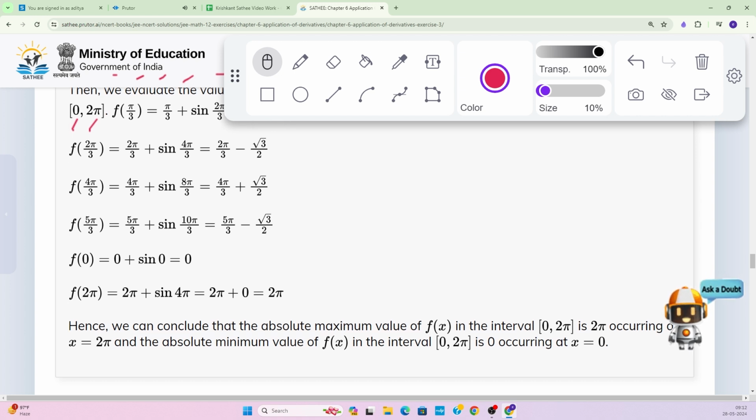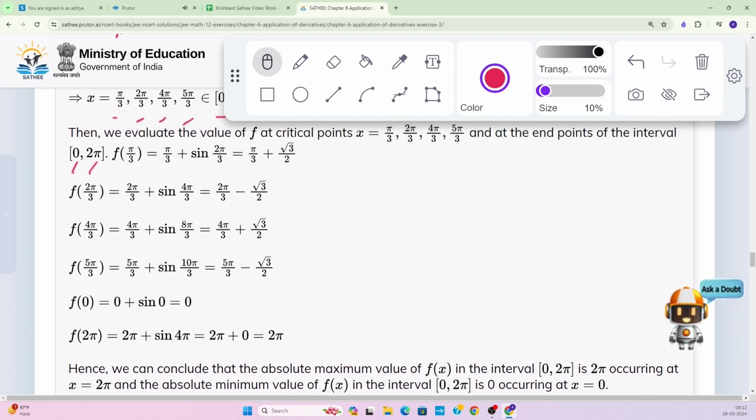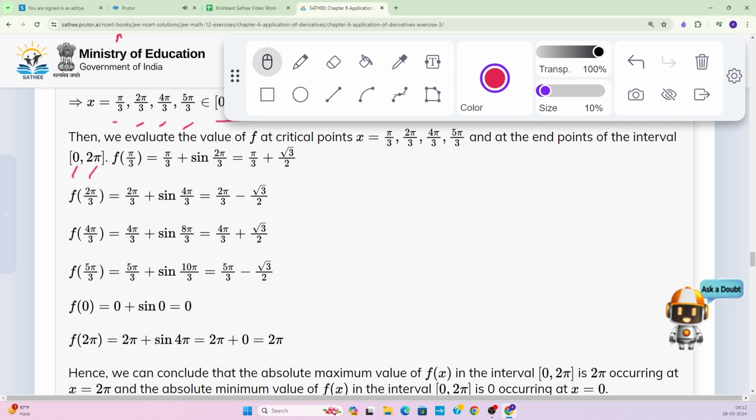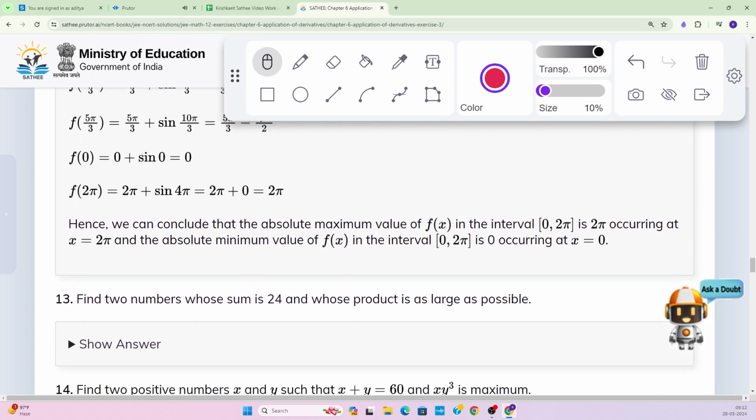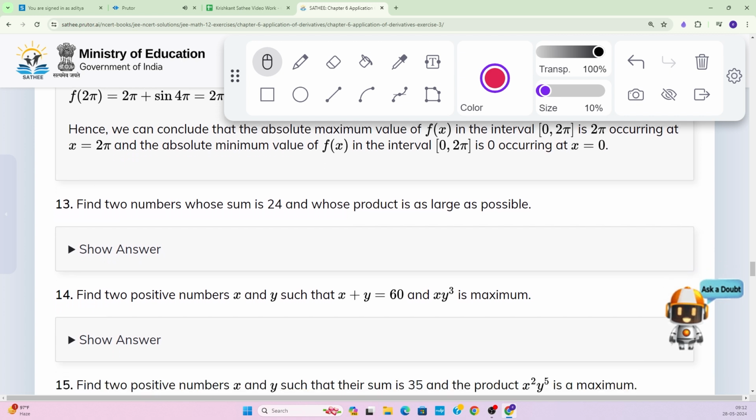At x = 2π, and your minimum will be 0, as you can see. Okay, clear? I hope it is clear to you. Let us move to the next problem.